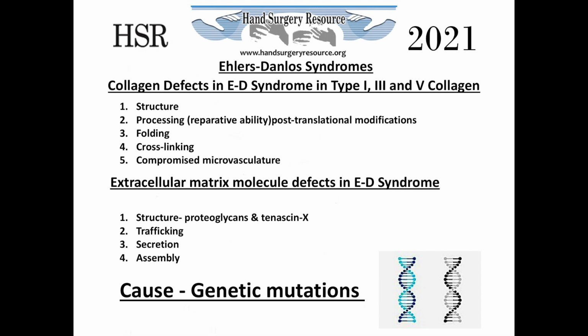In Ehlers-Danlos Syndrome, there are collagen defects seen in type 1, type 2, and type 5 collagen. These defects involve collagen structure, processing, folding, cross-linking, and microvasculature. Recent investigations have also shown defects in the extracellular matrix molecules like the proteoglycans and tenascin X. Ehlers-Danlos syndrome abnormalities involve protein trafficking, protein secretion, and protein assembly. All these abnormalities are caused by various gene mutations.